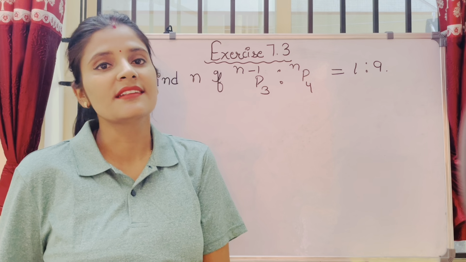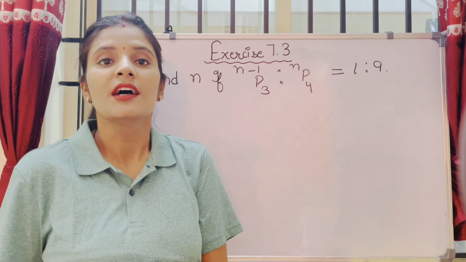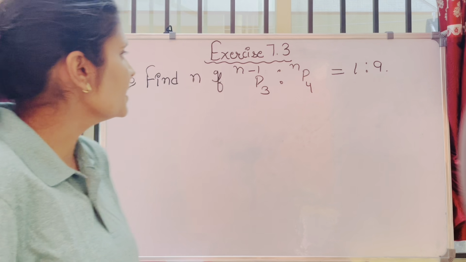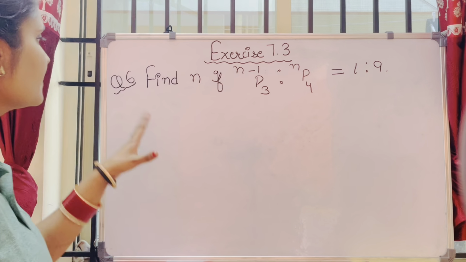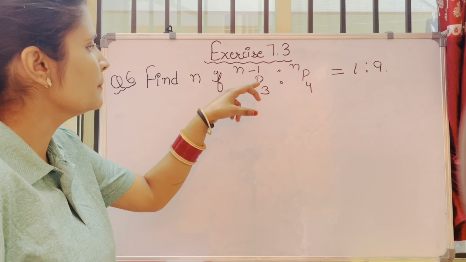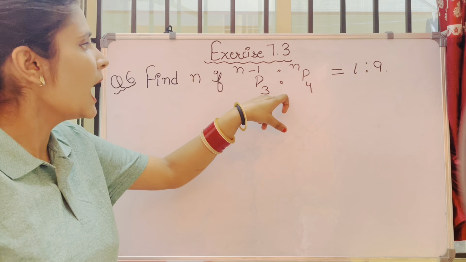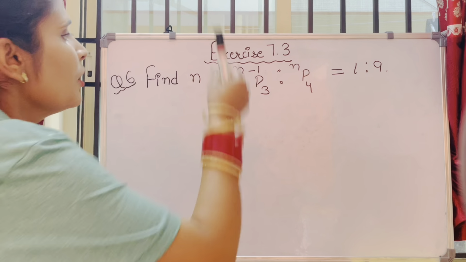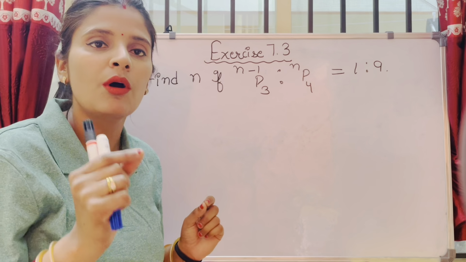So today in this lecture we will discuss the remaining questions of exercise 7.3. In exercise 7.3 our sixth question is: find n if (n minus 1)P3 : nP4 is equal to 1 : 9. So here we have to find the value of n.